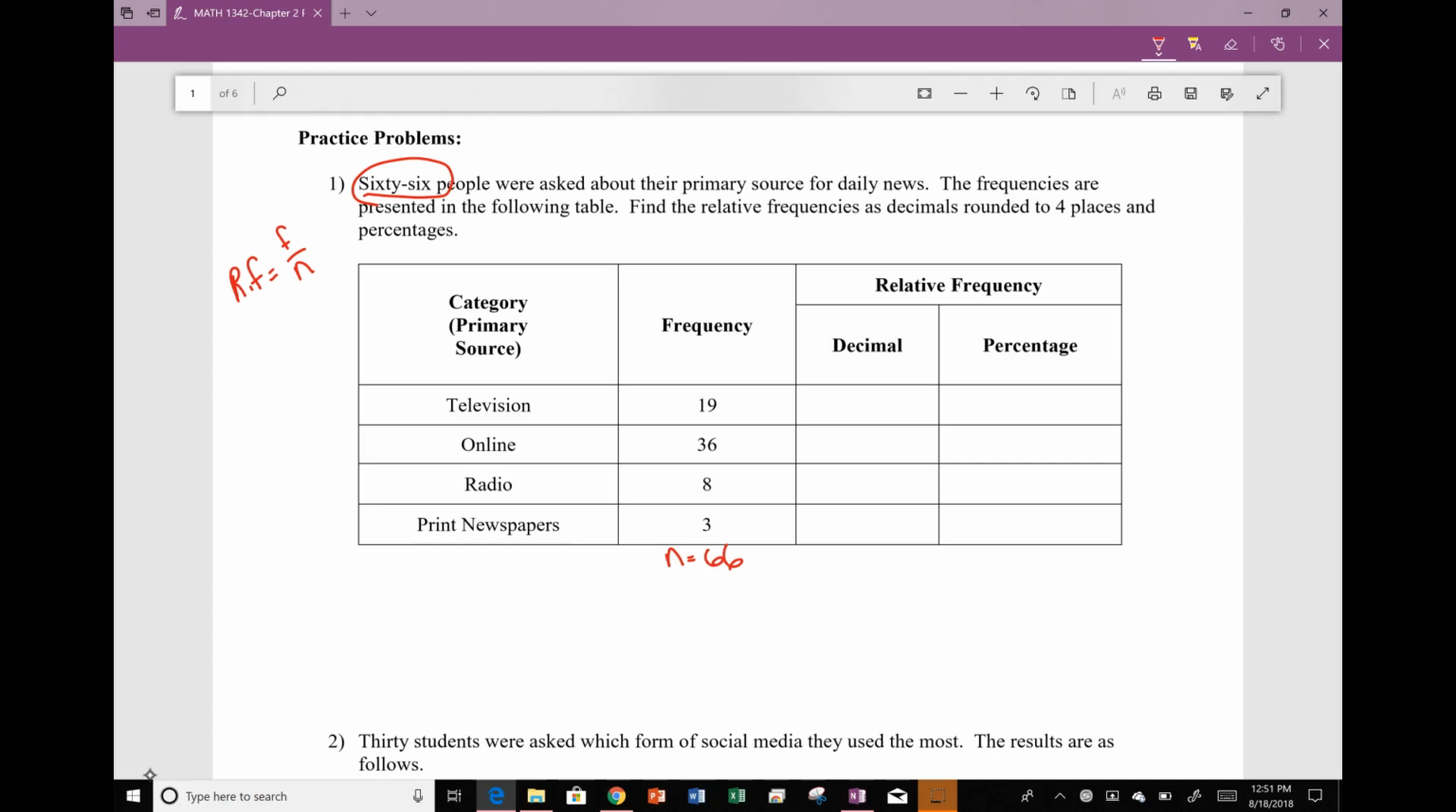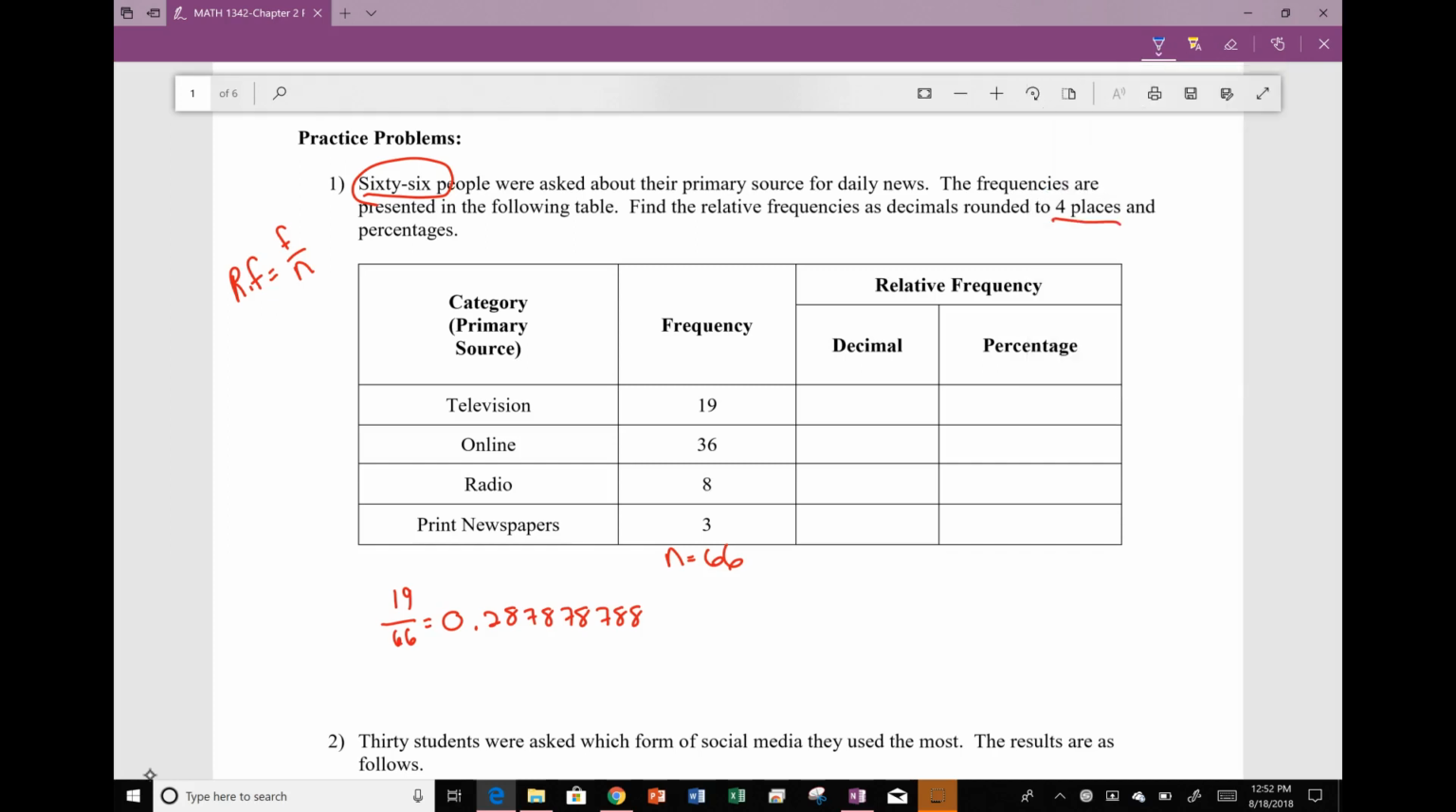So whenever I'm looking for the relative frequency of television being their primary source, I'm going to take 19 and divide by 66. When you do so, in your calculator, you are going to get a very long number that looks like 0.287878788. Now notice it tells us to round to 4 decimal places.